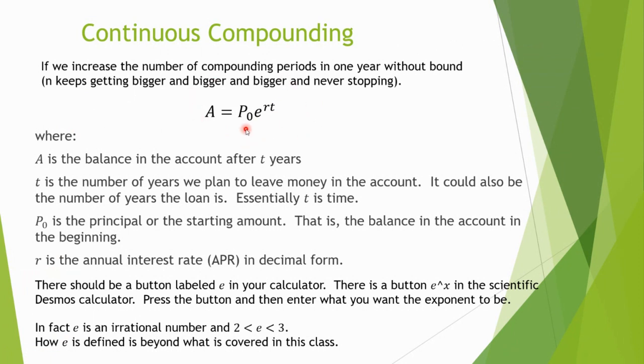So P sub 0 here, that's your principal. R is the APR, T is time in years. But when you see this E, that's what's different. We don't have 1 plus something over N to the N times T. We have this E here.